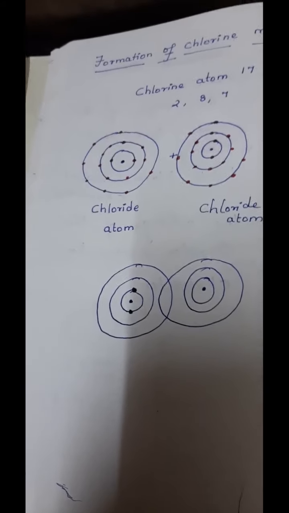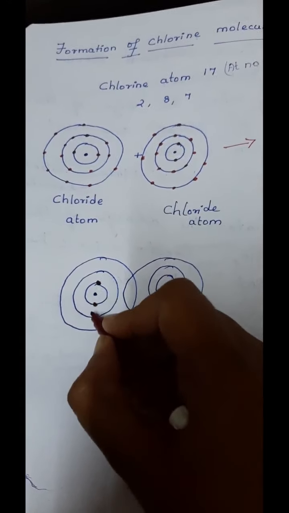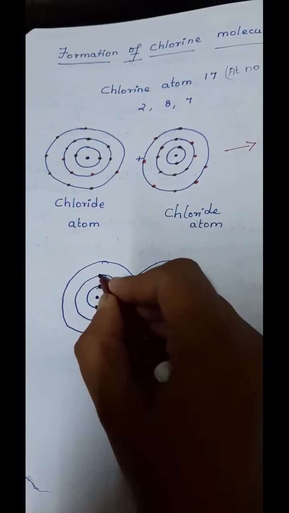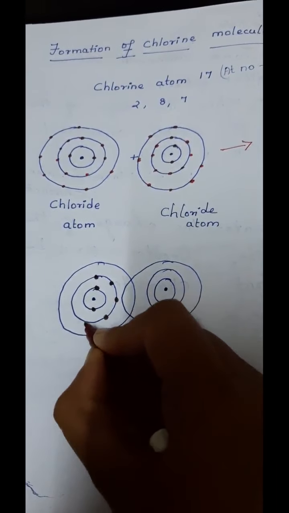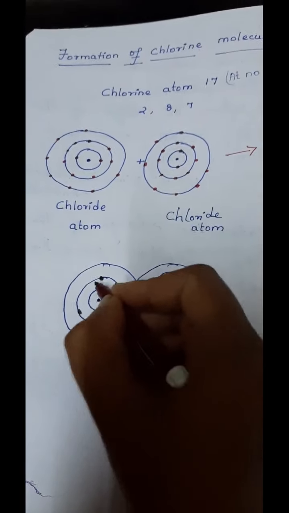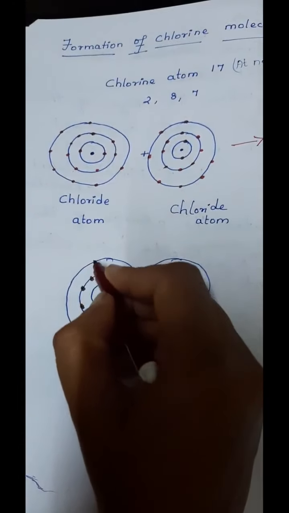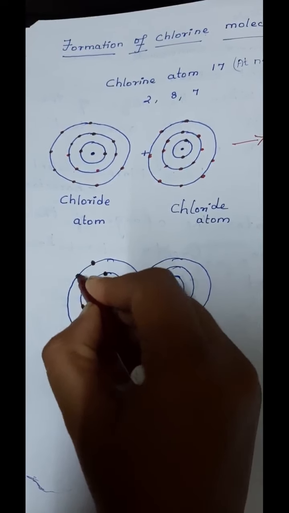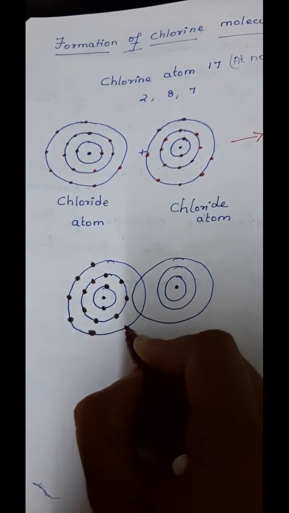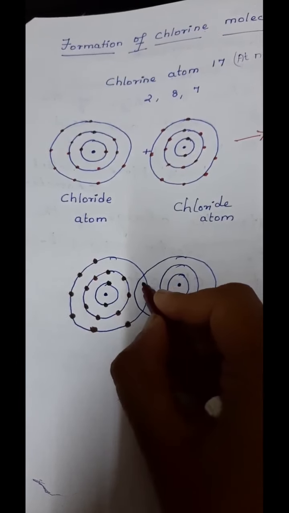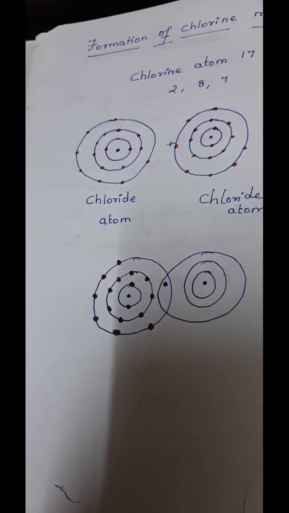Now look at how I am going to put this electron distribution. The first shell will be having 2 electrons, the second shell will be having 8 electrons: 1, 2, 3, 4, 5, 6, 7, 8. Third shell will be having 7. So first you have to draw the 6 electrons: 1, 2, 3, 4, 5, 6. And the 7th electron you have to put over here. Is it clear? The 7th electron you have to put over here.